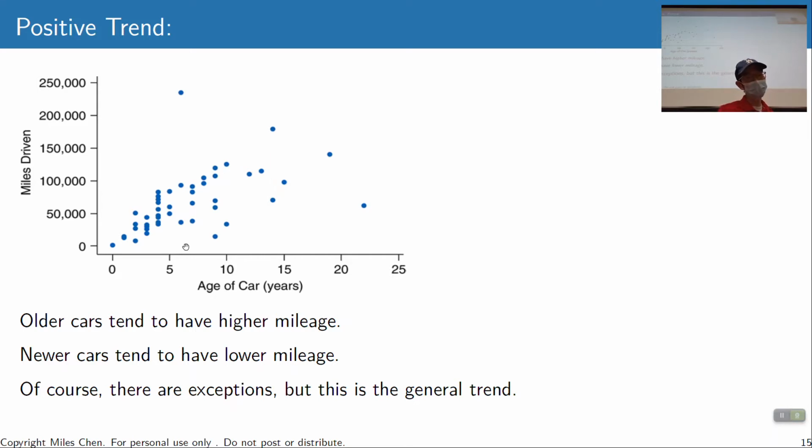Now, there are some exceptions. Here it looks like a 6-year-old car with many miles driven on it. And here is like a 22-year-old car with comparatively not that many miles driven on it. But overall, there seems to be this trend that as time goes on, mileage increases, and so we would say this is a positive trend. Large X, cars that are older tend to have large Y, more mileage driven on it. Small X, cars that are newer tend to have small Y, fewer miles driven on it.